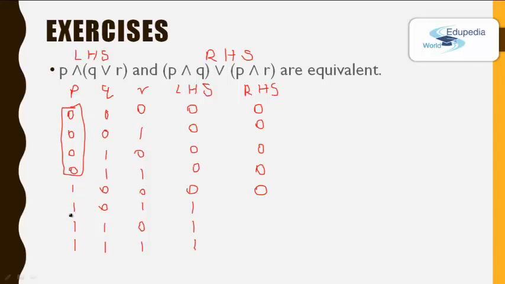And if we take the next row, P and Q is 0 but P and R is 1. Therefore the whole expression becomes 1. And here P and Q is 1, therefore the whole expression becomes 1 because this part becomes 1. And for the next row, here P and Q is 1, so the whole expression becomes 1. So you can see both the left hand side column and the right hand side column have the same output. That means these two expressions are the same.